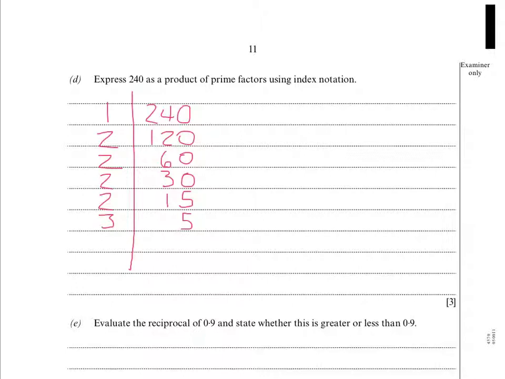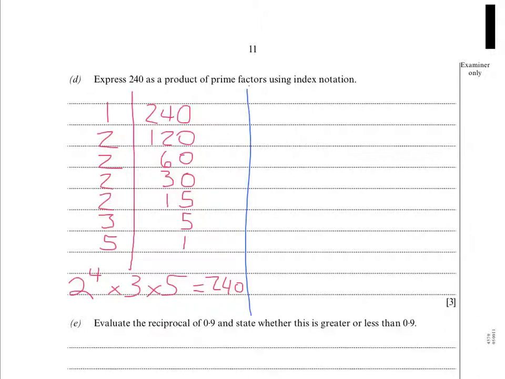And then last of all, 1 times 5 gives me 5, so I'm left with just 1 at the end. So that means that my answer is going to be 2 times 2 times 2 times 2 times 3 times 5. So that's 4 lots of 2 times 3 times 5 to give me the 240. That's one way of doing it.